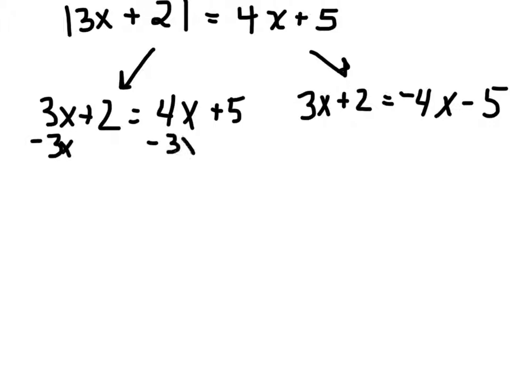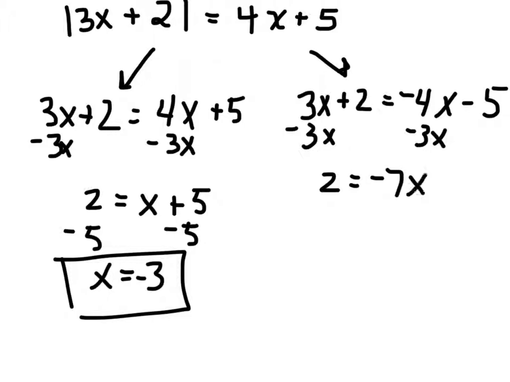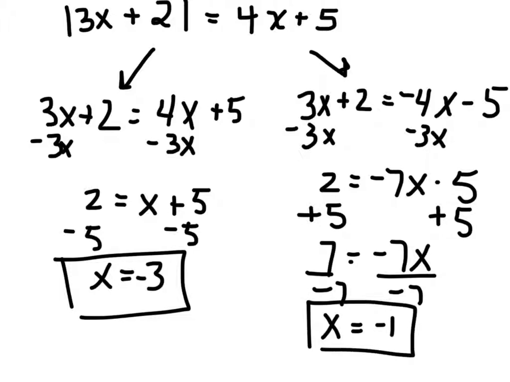Let's go ahead and solve each of these for x. Subtract 3x from both sides, and I get 2 equals x plus 5. Subtract 5, and I end up getting that x equals negative 3. The second equation, I'll subtract 3x from both sides again, and get 2 equals negative 7x minus 5. Add 5 to solve for x. 7 equals negative 7x. Divide both sides by negative 7, and x equals negative 1. So these are the two solutions.